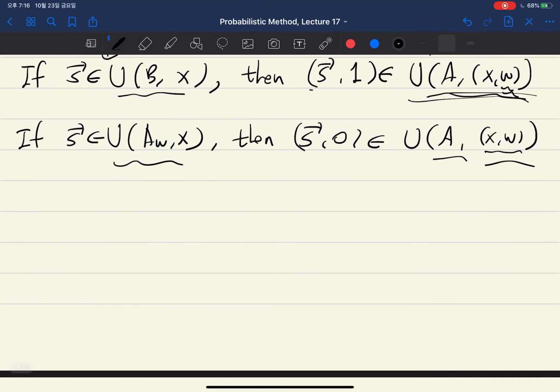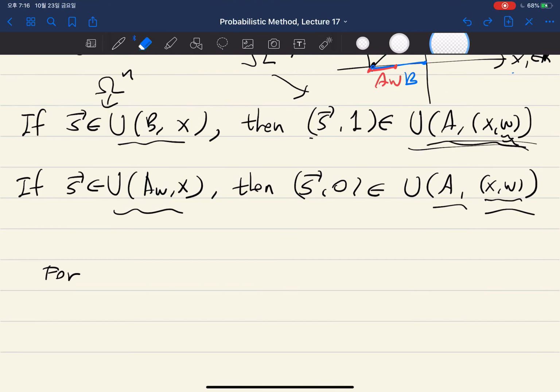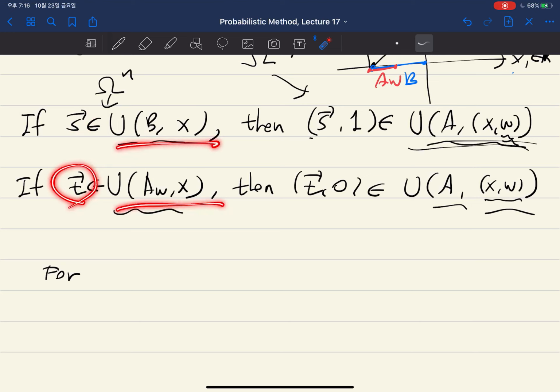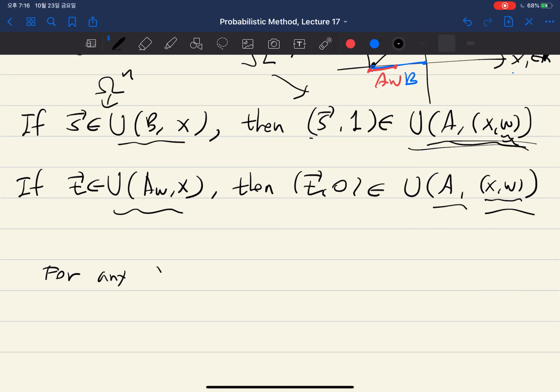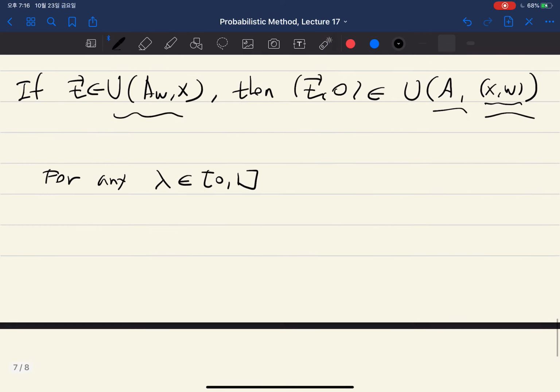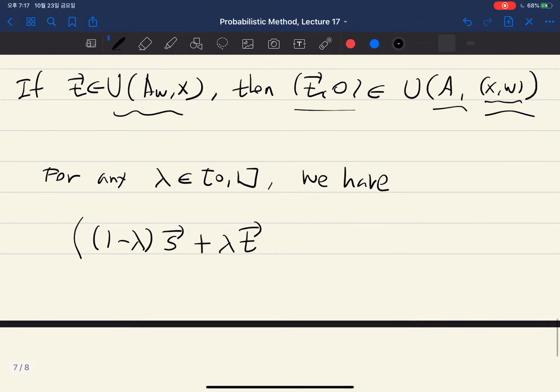So what we know is that, let's say this is T. So we take vectors S and T from here and here, then we know that these lie in U. Then for any lambda between 0 and 1, if you take 1 minus lambda times S plus lambda T, the convex combination of these two, it is in V of A, XW.